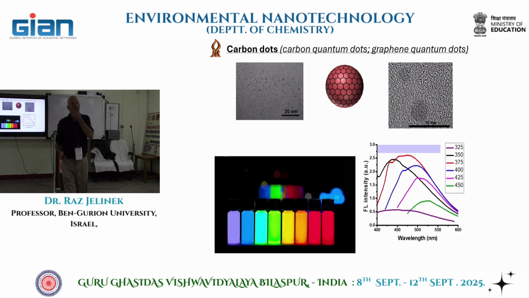Now, the first reason that people really like carbon dots is the colors. When people first discovered carbon dots about 30 or 40 years ago, what they found was that carbon dots have remarkable colors. You can get from purple all the way to red.